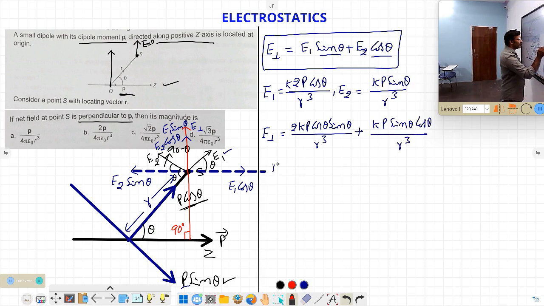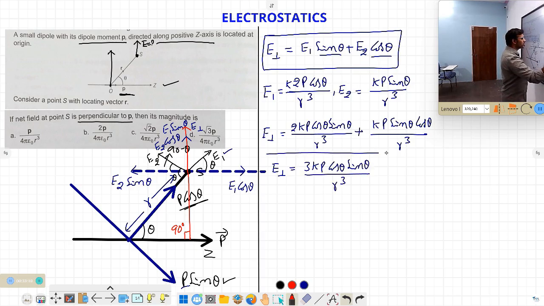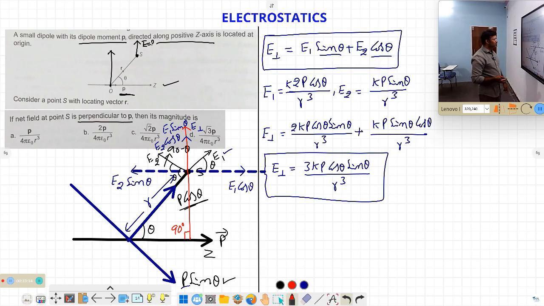Now that means I can write this one: E perpendicular is equal to 2kp cos theta sin theta cos theta, which totally I can write as 3kp cos theta sin theta by r cube. This is the equation of the electric field which is perpendicular to the z-axis. If you see the options, we do not have any options in terms of cos theta and sin theta. That means we need to find the theta value here.